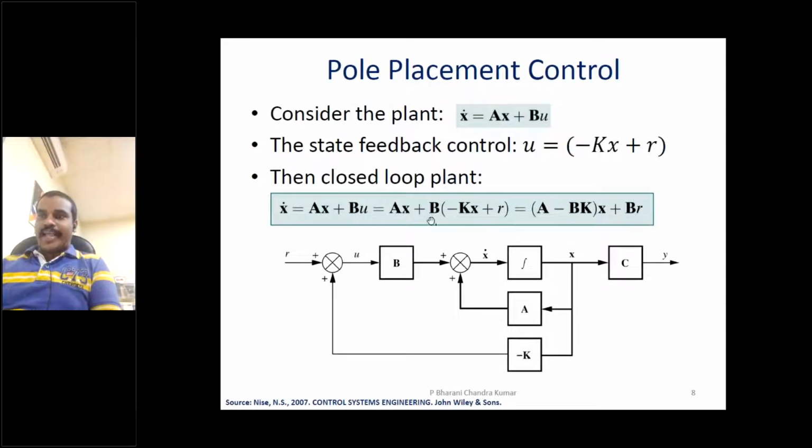So this is this block diagram, this complete block diagram. What you are seeing here is the closed loop pole placement control. When I'm designing the pole placement controller, I'm only worried about the A matrix and the B matrix. C matrix doesn't come into the picture directly. For the design, I only need A and B matrices.